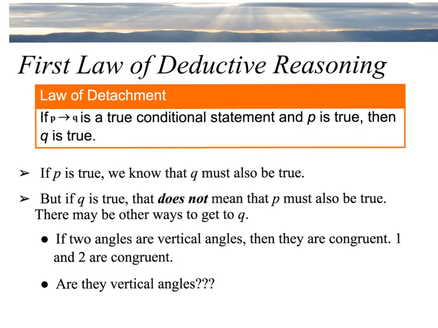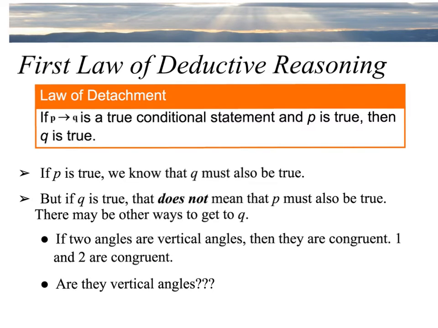So here's where it gets tricky. Let's think about this. Again, we said if the hypothesis P is true, then Q must be true. But it doesn't go the other way. So if Q is true, fine, but it doesn't mean that P is also true. So the hypothesis proves the conclusion, not the other way around.